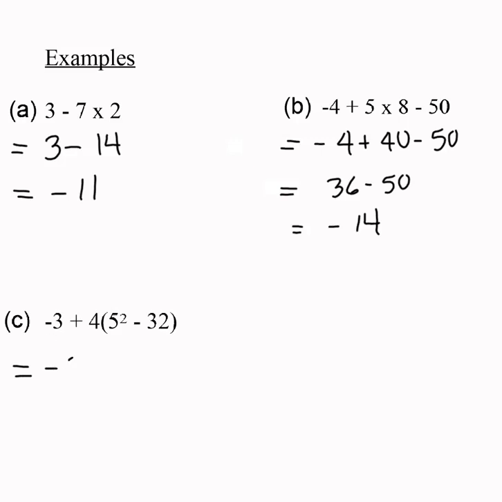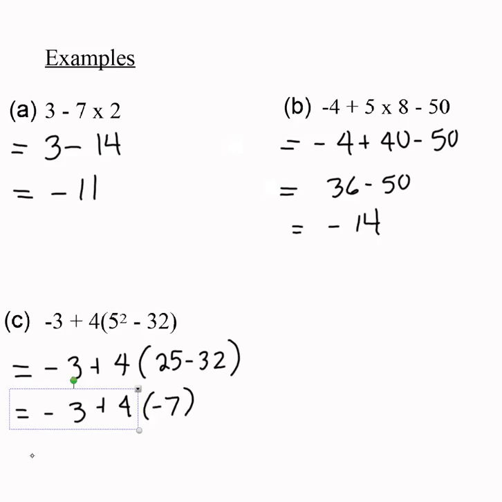So let's have a look at this one. So -3 plus 4 times, we're going to do 5 squared first. Then we're going to do 25 minus 32, and we get -7. Now, when we get to here, you've got a couple of options with how you want to be writing it. So this is -3 plus -28, or you can write it as -3 minus 28. These are identical. This is another thing that can get confusing when integers are introduced, whether something is a negative sign or a subtraction sign.